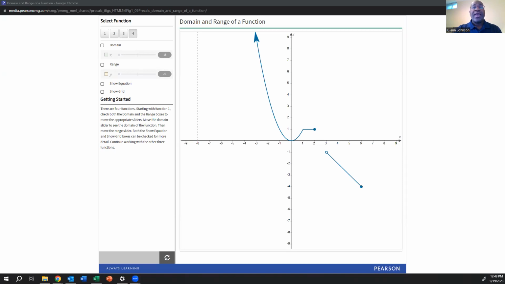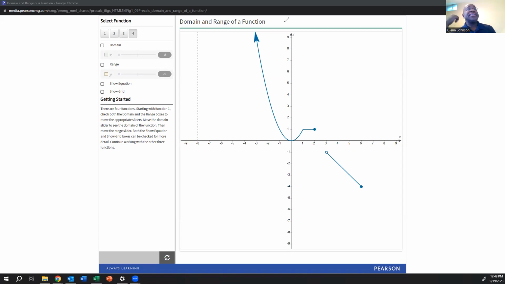So when we have the graph of a function, one way that we can find the domain and the range is by looking at the graph. For the domain, graphically speaking, we want to find out how far to the left and to the right does the graph extend, what x values are represented. And for the range, we're looking for how far it extends up and down, the y values that are represented.